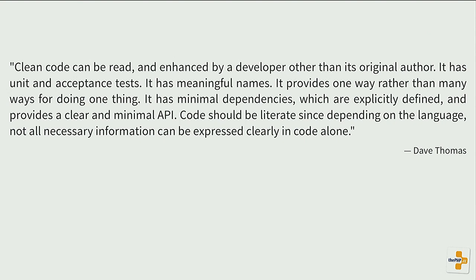Good code can be read and enhanced by a developer other than its original author. It has unit and acceptance tests. Meaningful names. Yes, naming things is hard, but it's so worth it to have names that really reflect the domain of your problem. One way of doing things and not multiple ways. Minimal dependencies, which are explicit, meaning dependency injection. Make dependencies explicit, don't hide them, and make them exchangeable: loosely coupled code.